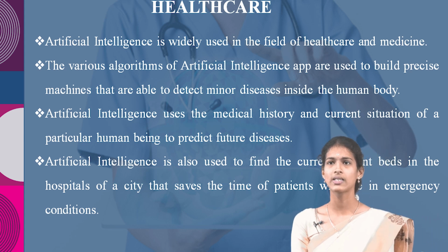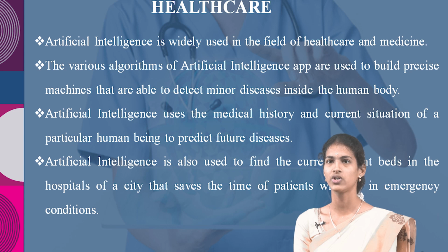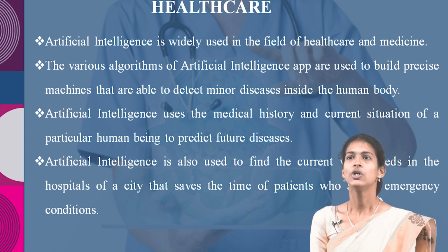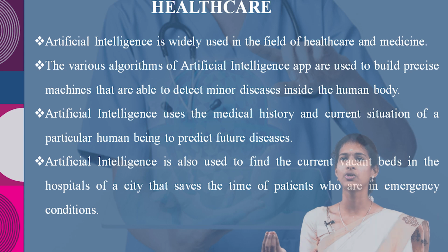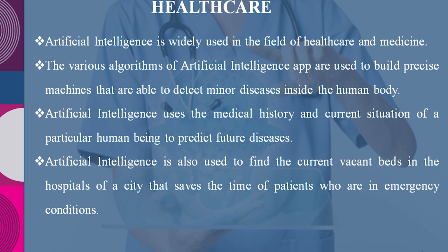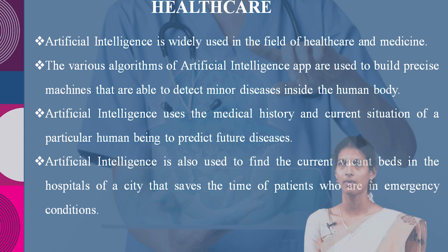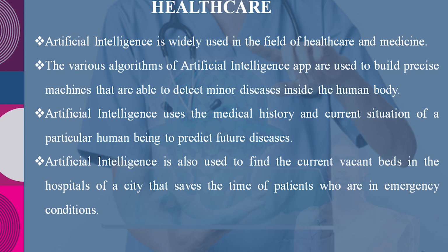Artificial intelligence uses the medical history and current situation of a particular human being to predict future diseases. Artificial intelligence is also used to find current vacant beds in hospitals of the city, which saves the time of patients who are in emergency conditions.